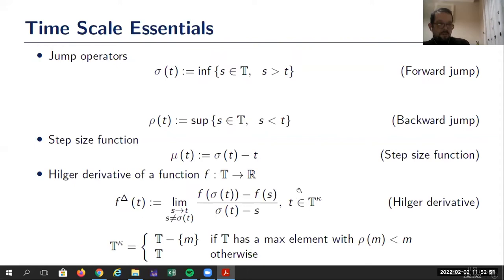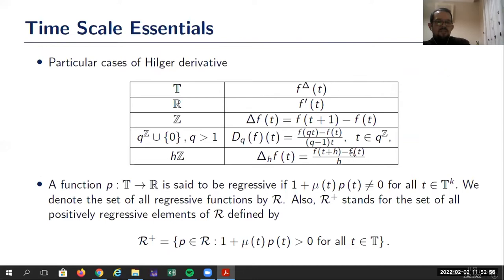There are some well-known derivatives given in that table. If the time scale is chosen as Z, we have the forward difference. If it is chosen as q to the Z closure, we have the q difference, and so on.